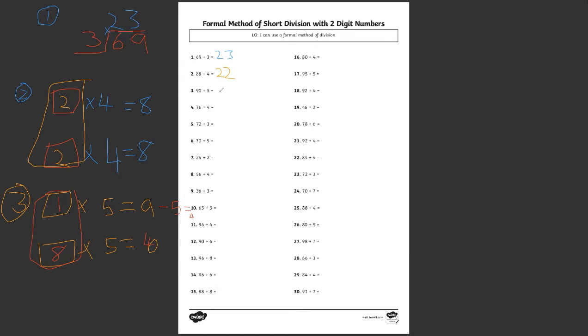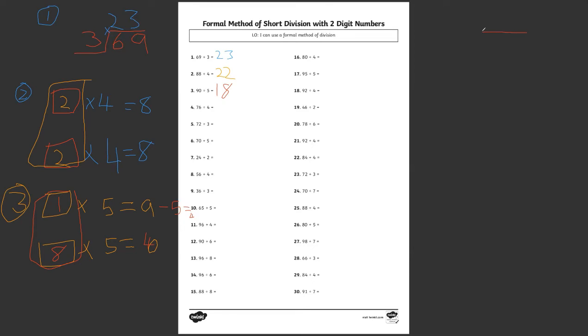Okay, so if you see what I have done there, we went step by step. So we did something times 5. So I know the closest is 1. 1 times 5 is 5. So we do 9 take away 5 equals 4.